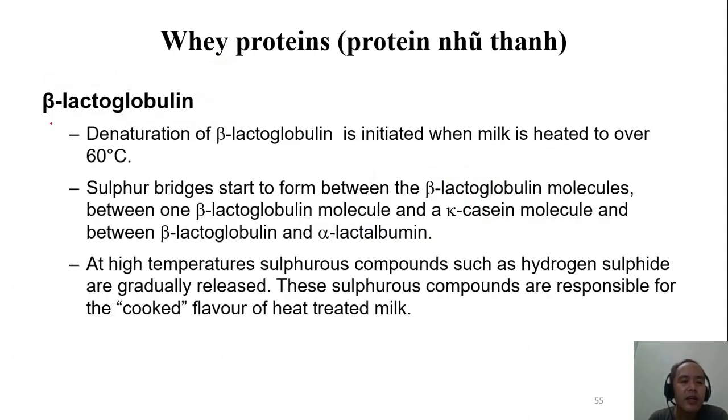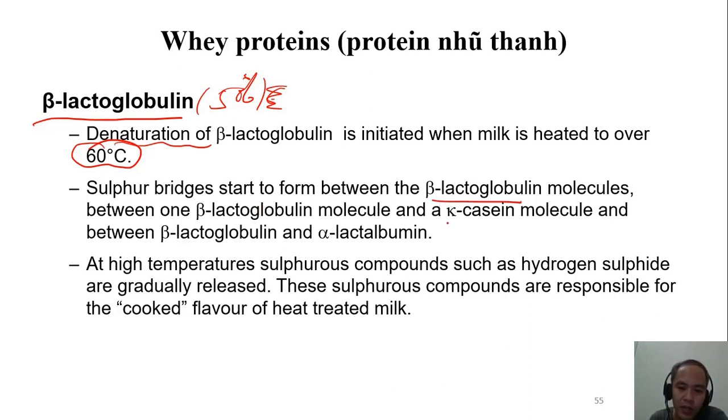Okay, and then the second one, beta-lactoglobulin. This one occupies 50% of the total whey protein, the main whey protein. Whey proteins are sensitive to heat, especially beta-lactoglobulin. They may get denatured when we heat the milk above 60 degrees C. And when this protein is denatured, they may form complexes, as we already said, with casein, especially with kappa-casein. They may form sulfur bridges with kappa-casein, or with itself, or with alpha-lactalbumin. Okay, we will see the image in the next slide.